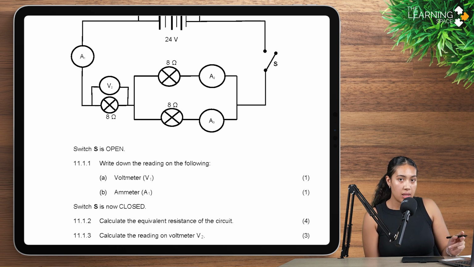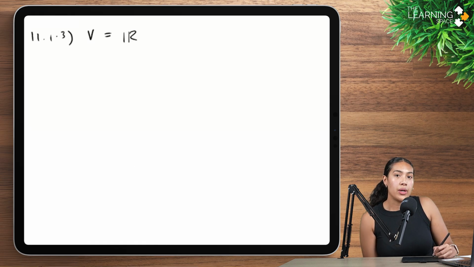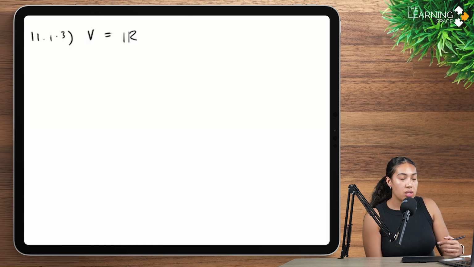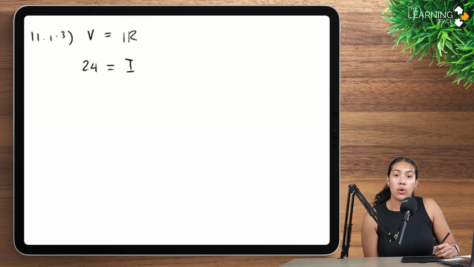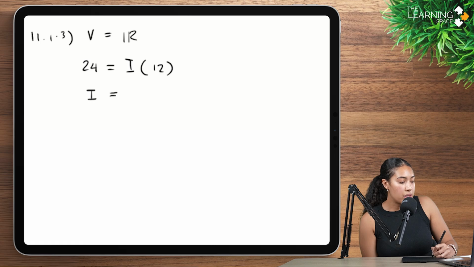There are two ways that this can be calculated, so I'll run through both. The first one, we can use our classic formula, V equals IR, which is voltage equals current multiplied by resistance. They didn't give us the current of the circuit, so the first step will be to calculate that. We take the total voltage of the entire circuit, which we were told is 24 volts, equal to current times the total resistance, which we calculated in the previous question, which is 12. Then to find our current, it's just 24 divided by 12, which gives us 2 amps.